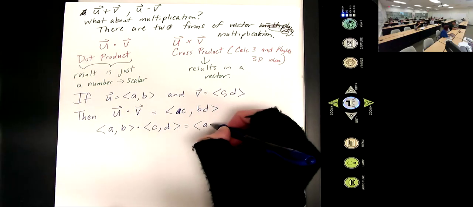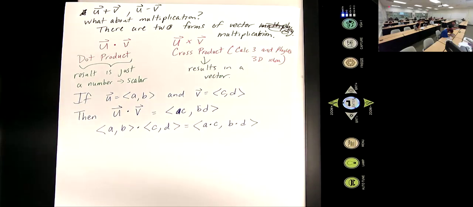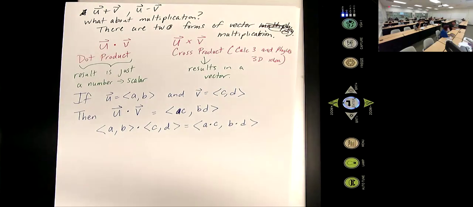equals A dot C plus B dot D, but when it's not in vector form anymore, the dot is just regular multiplication. Dot still means multiplication, that's why we stop using X.